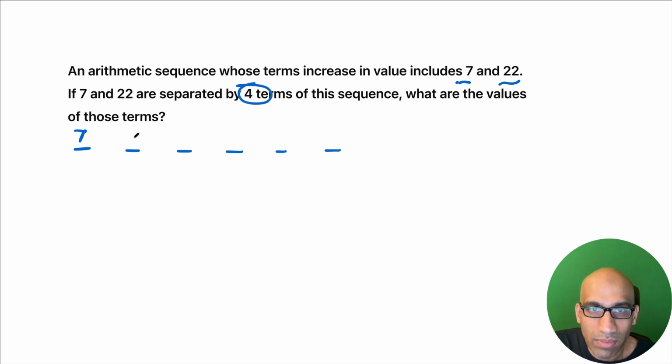So there's a 7, and we don't know what this term is. We don't know what this is, what this is, what this is, and then the next one is 22. It could be anything in the middle here, right? So you've got 4 empty spaces here because it's separated by 4 terms, and then you've got 22.